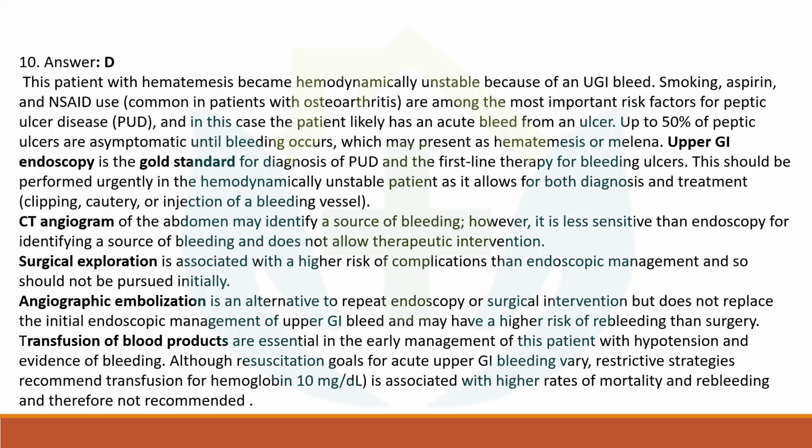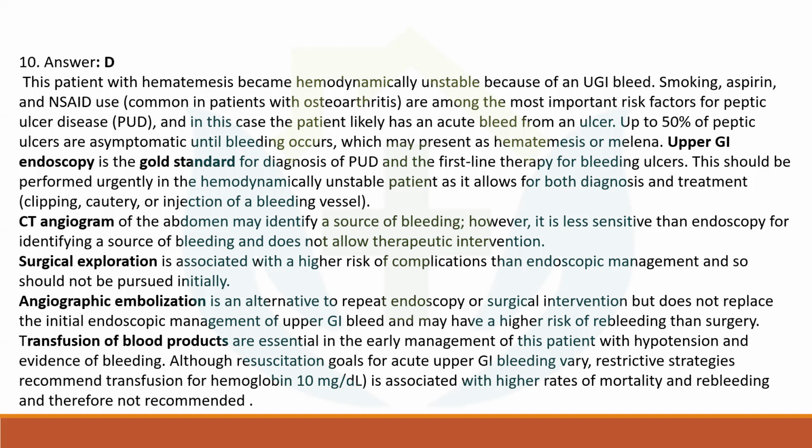CT angiogram of the abdomen may identify the source of bleeding. However, it is less sensitive than endoscopy for identifying the source of bleeding, and it does not allow therapeutic intervention. Regarding surgical exploration, it is associated with a higher risk of complications than endoscopic management and so should not be pursued initially. It should be a last resort. If this doesn't help, then you go for surgical exploration.